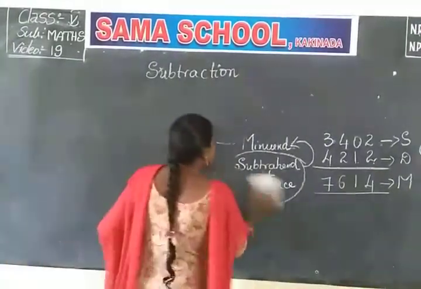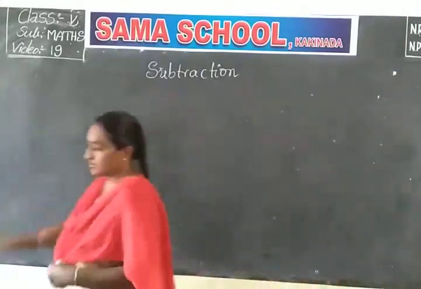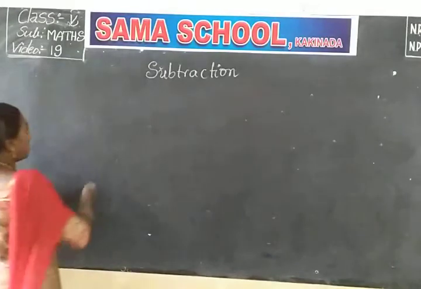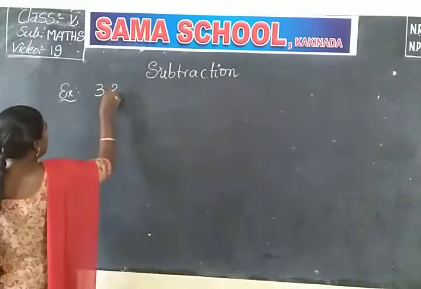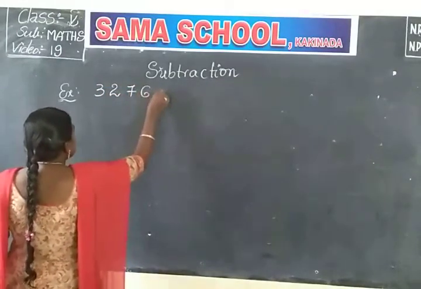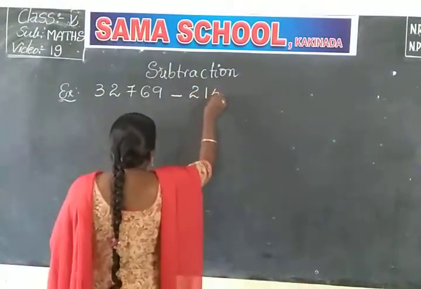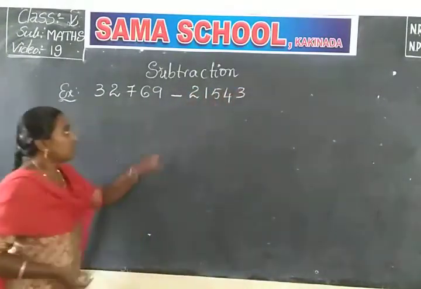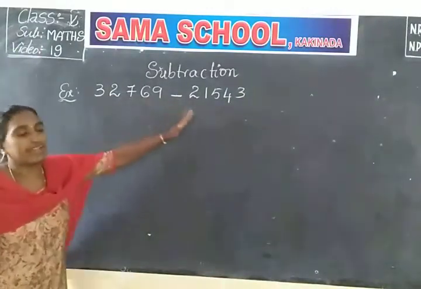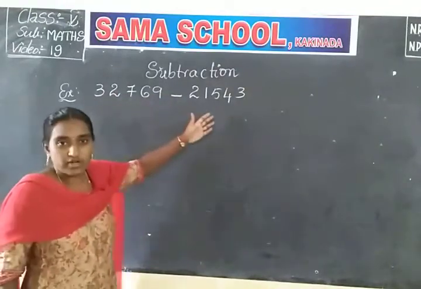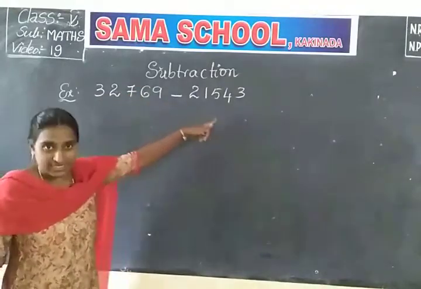We will do the subtraction and we will do the checking also. Shall we take a 5-digit number? Yes. Example: 32769 minus 21543. Here, after the minus symbol, you can directly subtract. You need not worry about which is the greatest number and which is the smallest number, because the numbers are already arranged: the first number minus the second number.